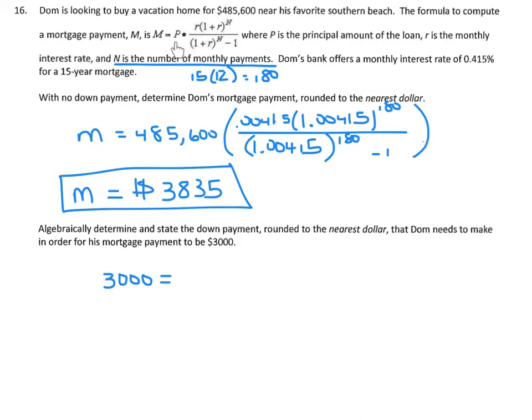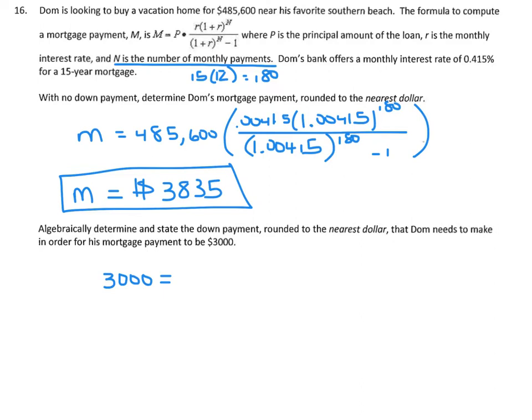We're looking for how much he wants to borrow. Because if we could figure out how much he wants to borrow from the bank, all we have to do is subtract that from the price of the home, and that'll tell us how much money he put down, how much money he gave the bank ahead of time off the price of the home, so he didn't have to borrow as much.